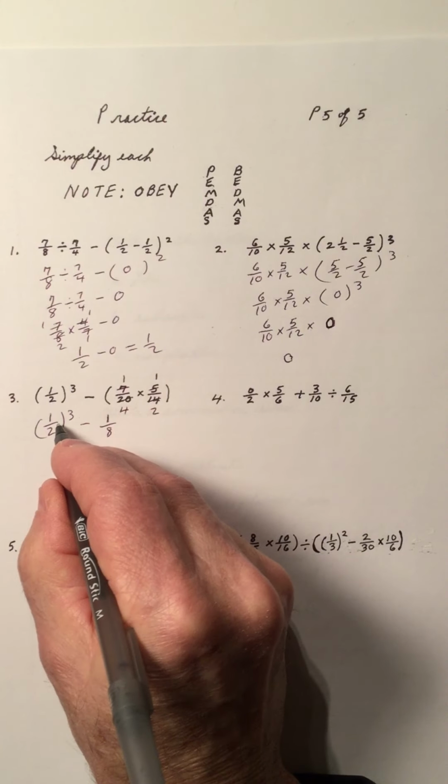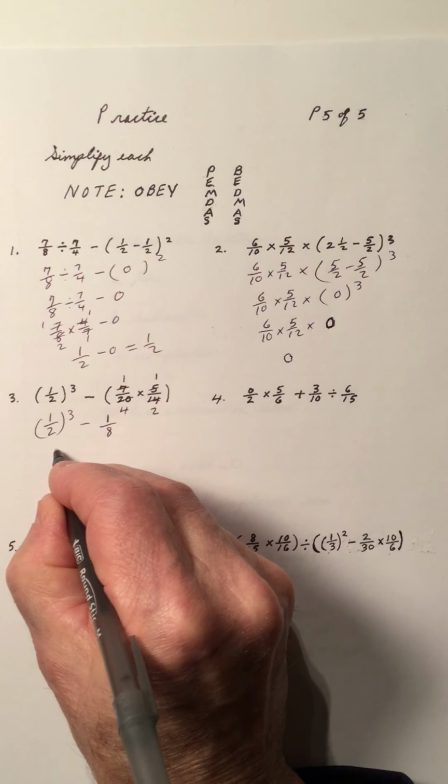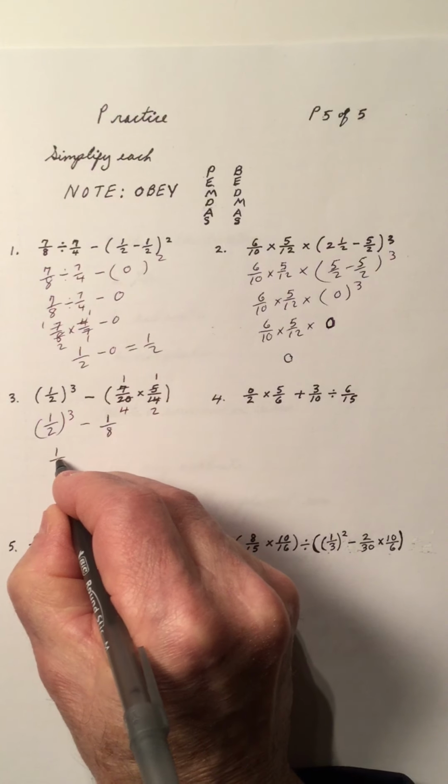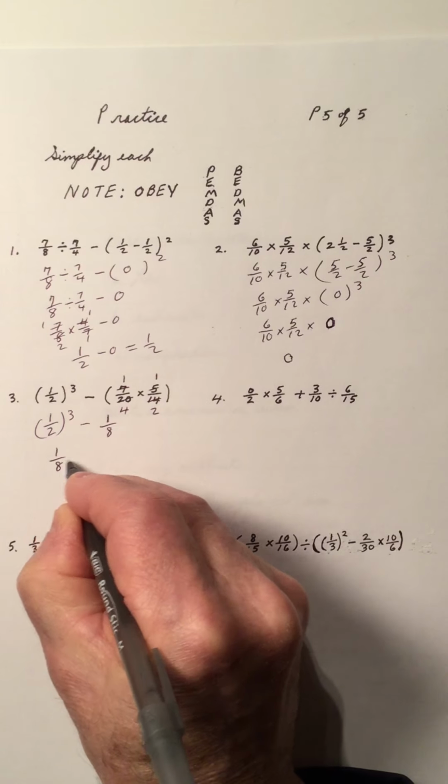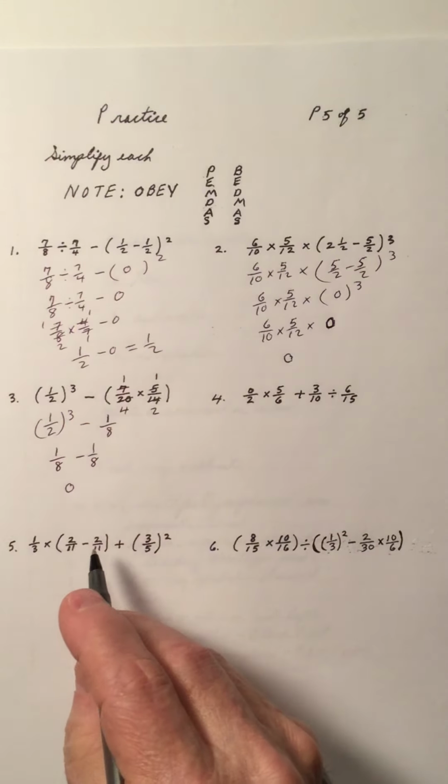Now we have to do our exponent, PEMDAS. Exponents next. 1/2 cubed. 1 times 1 times 1, 1. 2 cubed, 2 times 2 times 2 is 8. 1/8, subtract 1/8, same thing, so we get 0.